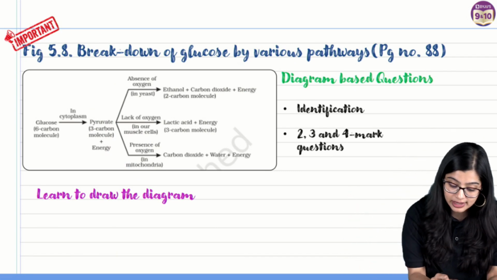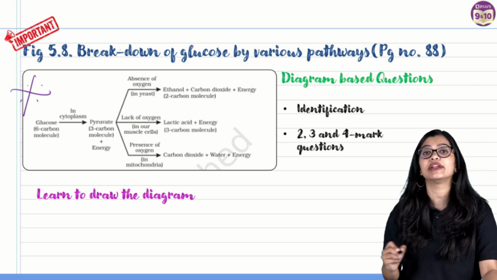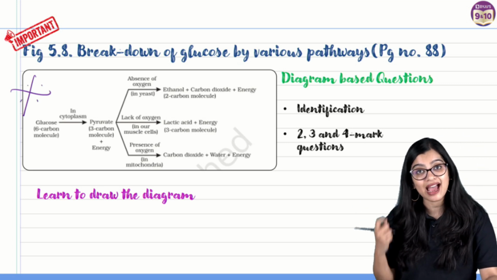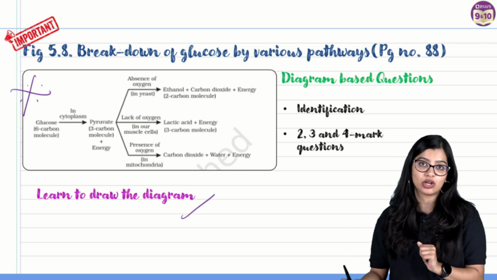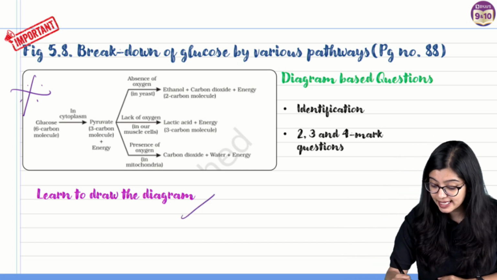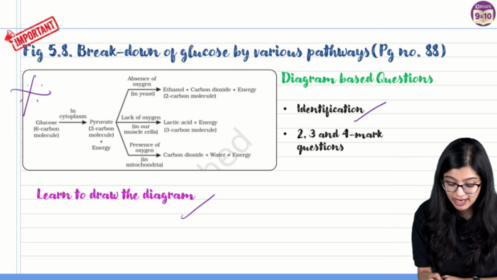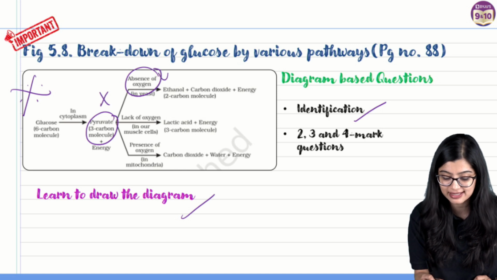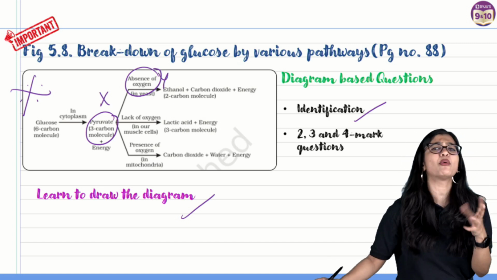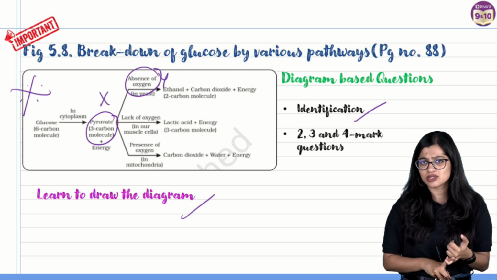Now we will move on to figure 5.8, which is the breakdown of glucose by various pathways. Now this flowchart is very, very important, students, because they can ask you a 3 mark question where they will ask you to draw this particular flowchart. So here, as you can see, either they can give you the flow chart where maybe some parts are not marked properly and they'll probably give this as X and Y, and you have to identify what is X and Y. So that is one possibility.